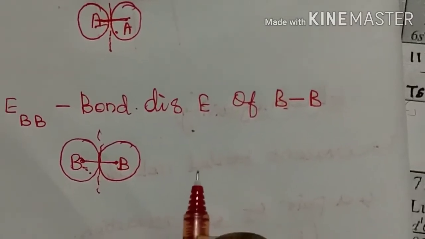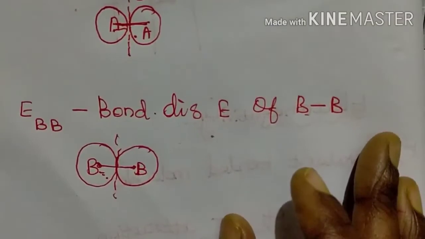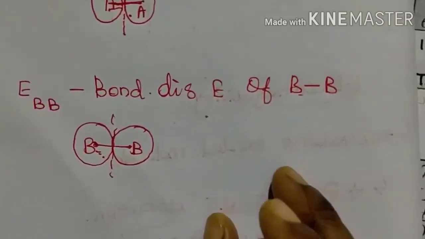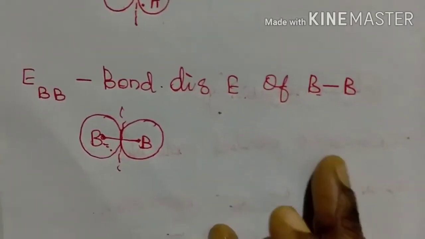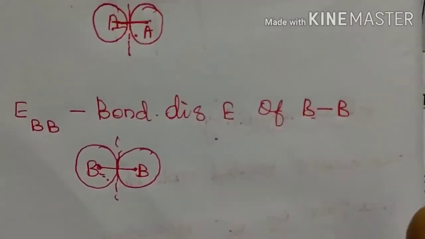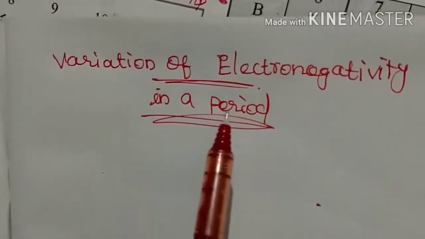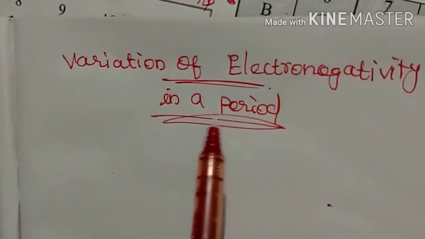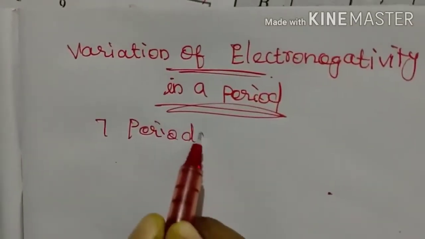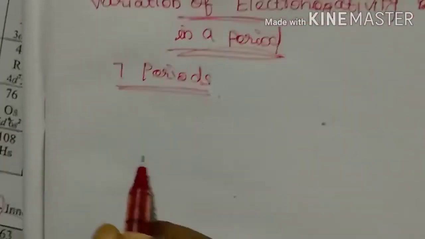So the electronegativity of a molecule is mainly calculated from the nature of the bond. Mainly it is a covalent bond, and the electronegativity values play an important role in predicting the nature of the bond. Here we have the variation of electronegativity in a period. There are totally 7 periods. So how does the electronegativity differ in a period?